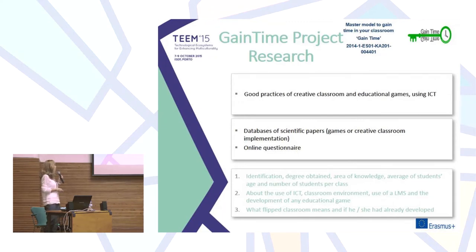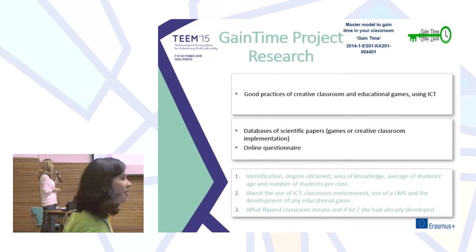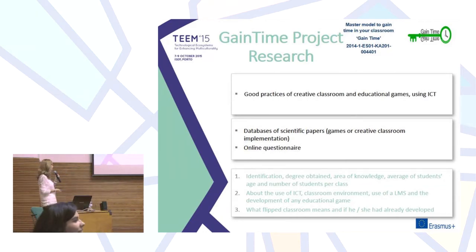This questionnaire had three groups. In one of the groups, we asked teachers from secondary schools about identification, degree obtained, area of knowledge, age, and number of students per class. The second group was about the use of information technologies, the environment of the classroom, the use of learning management systems, and the development of educational games. The first question was about flipped classroom. We asked teachers if they knew what flipped classroom is.